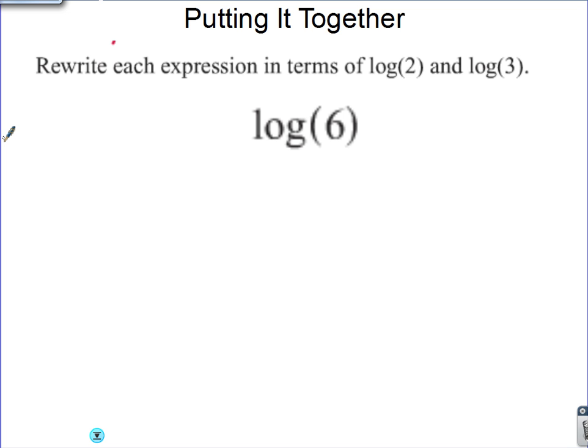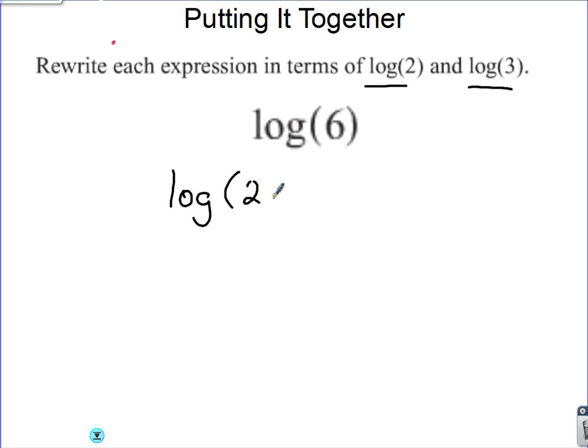Rewrite each expression in terms of log 2, log 3. We have log 6, and like I said, for some reason, let's say that you have memorized what log 2 is and what log 3 is, and you want to know what log 6 is. Can we use log 2 and log 3 to find log 6? Yes. Try to manipulate this, change it somehow to where we're dealing not with 6s but 2s and 3s. Well, how do you change a 6 into 2 and 3 stuff? Log of, what's the relationship between 6, 2, and 3?